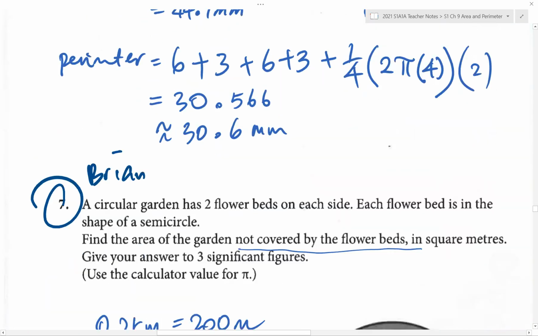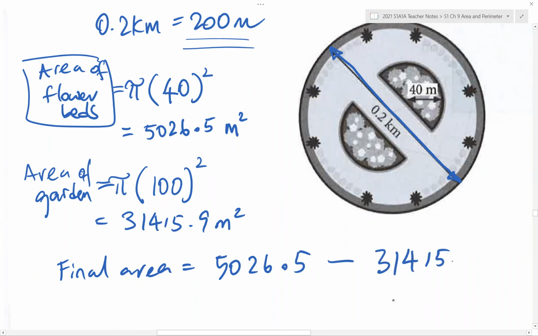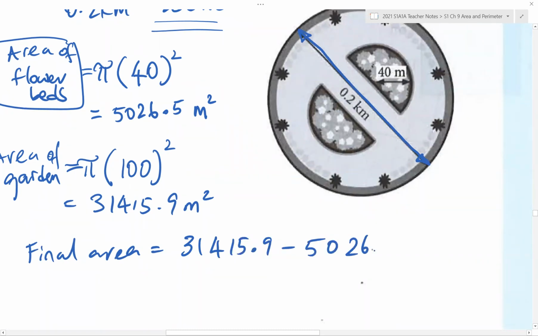Okay, so answer will be our final area. What do we do? Area of flower bed minus the garden. Does that make sense to you? You take the small area minus the big area. So we take the area of the entire garden minus away area of the flower bed.